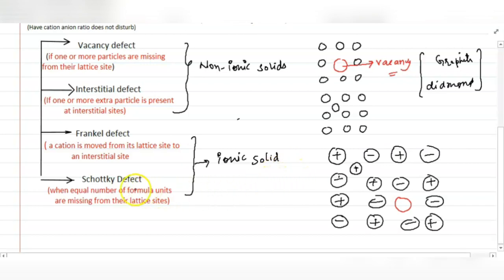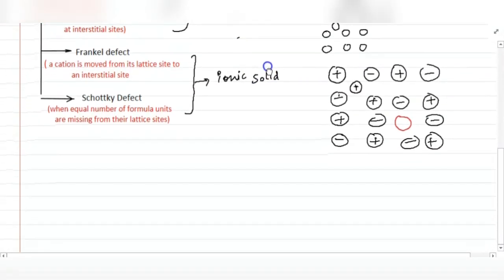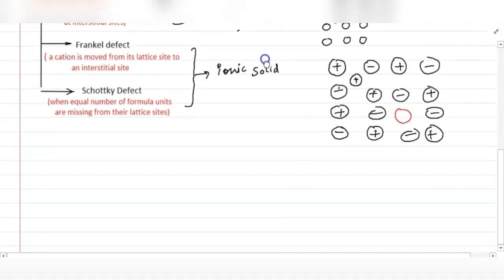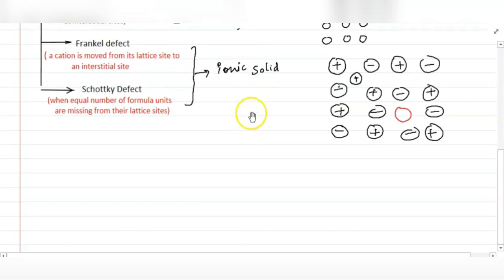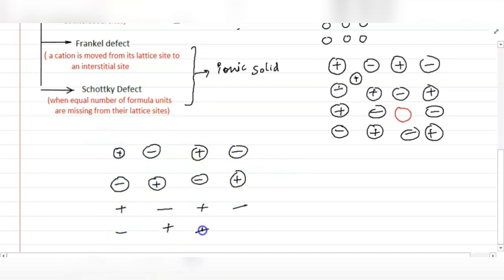Now Schottky defect. What is a Schottky defect? A Schottky defect arises when an equal number of formula units are missing from the lattice sites. If an equal number of formula units are missing from lattice sites, then the defect is called a Schottky defect. Let me discuss what a Schottky defect is. For a Schottky defect, an equal number of formula units are missing from the lattice points.